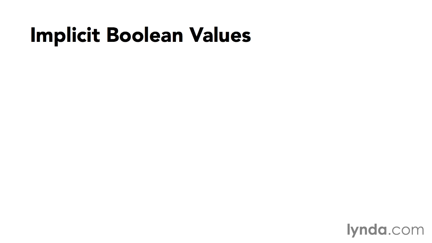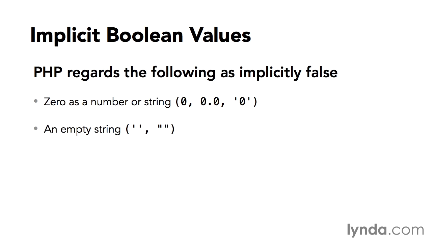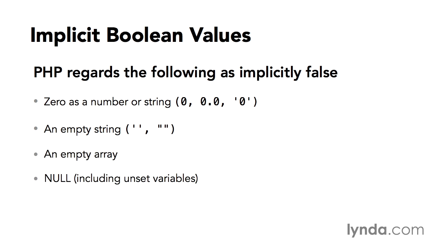In addition to the explicit Boolean keywords true and false, PHP supports the concept of implicit booleans. Sometimes you'll hear these referred to as truthy and falsy values. The following values are regarded as false in PHP. 0 as a number or enclosed in quotes. An empty string, in other words, single or double quotes with no space in between. An empty array. The special data type null, which is also a case-insensitive keyword. Null means no value in the sense that the value doesn't exist.